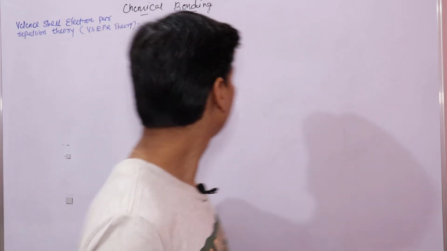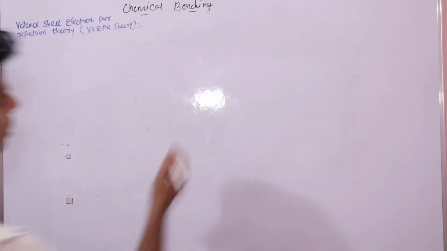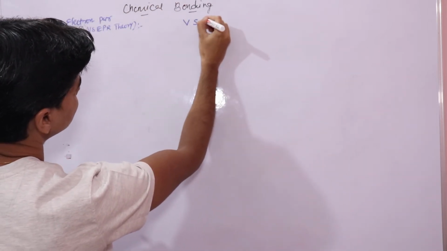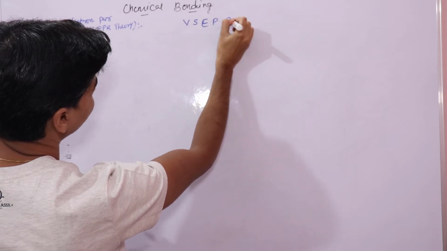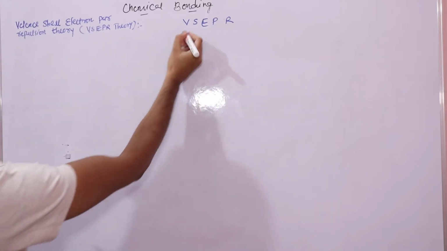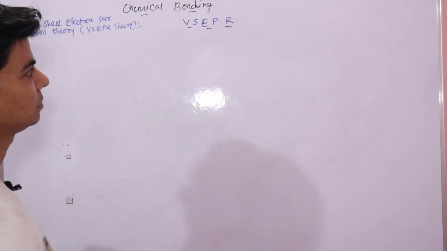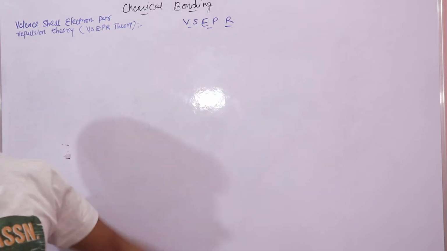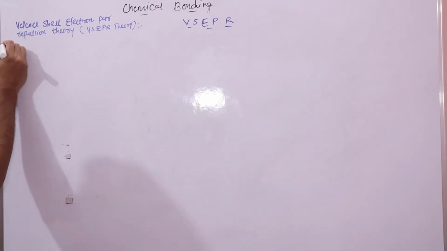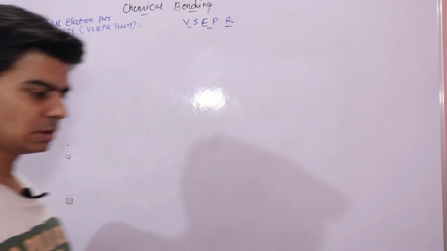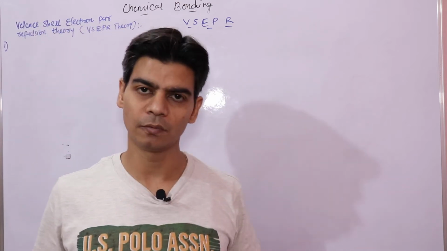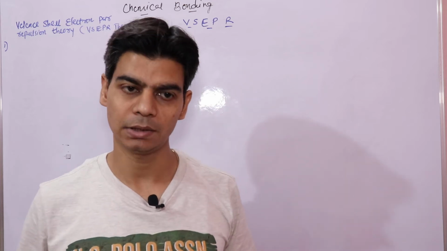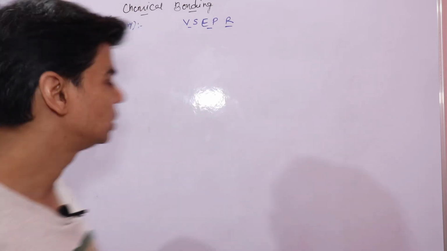Valence shell electron pair repulsion theory. If you just look at the full form of this theory, VSEPR, it has valence shell, it has electron pair, it has repulsion. If you understand all these terms, you will understand this theory. It's simple. The first important point regarding this theory is that it was proposed by Sidgwick and Powell, and later it was improved by Nyholm and Gillespie. What improvement did they give? That's important to understand.